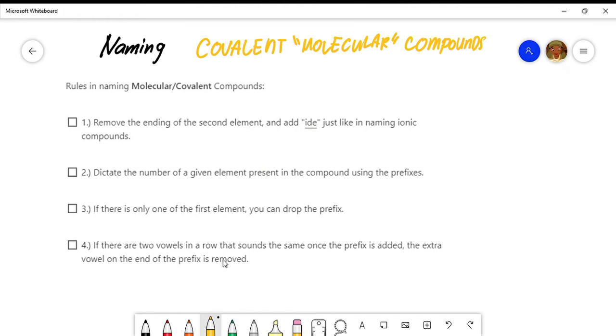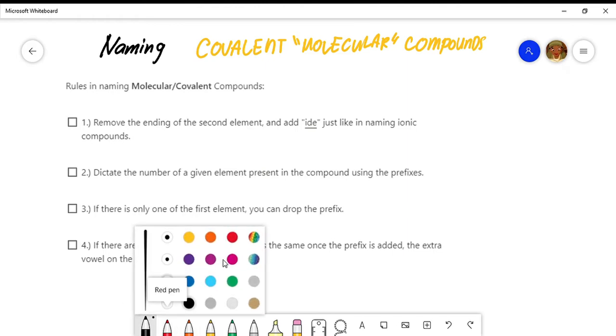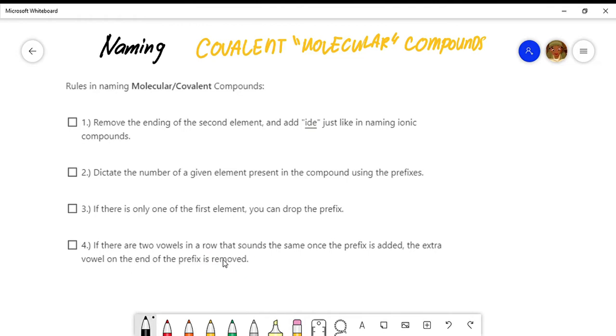So we have these four simple rules. Number one is to remove the ending of the second element and add "ide". It means to remove the suffix of the second element to add IDE, just like when we're naming the ionic compounds. And rule number two is to dictate the number of a given element in the compound using the prefixes.